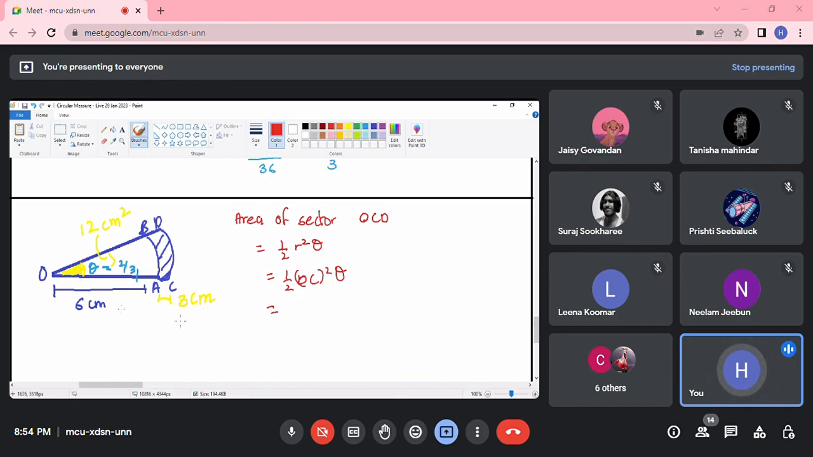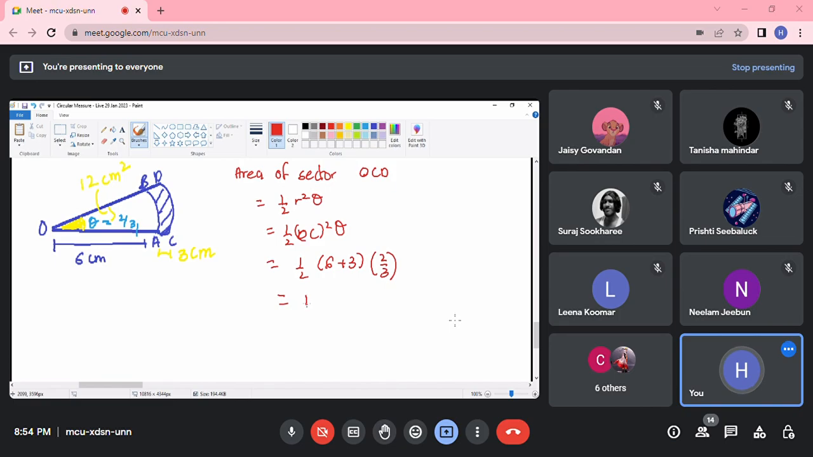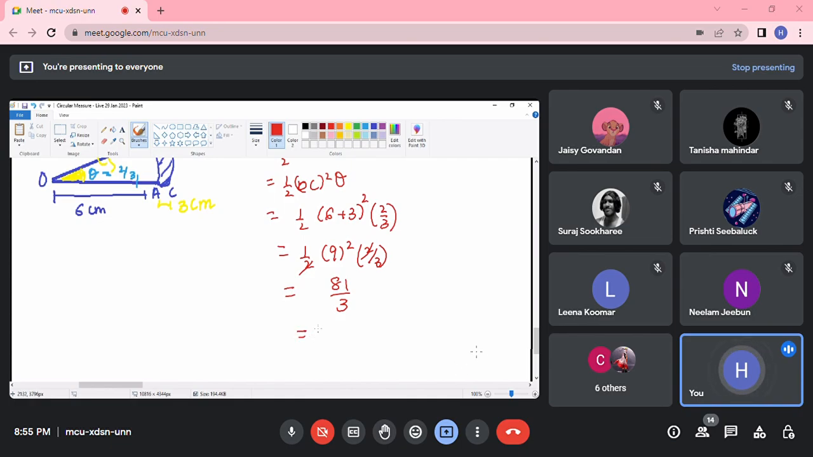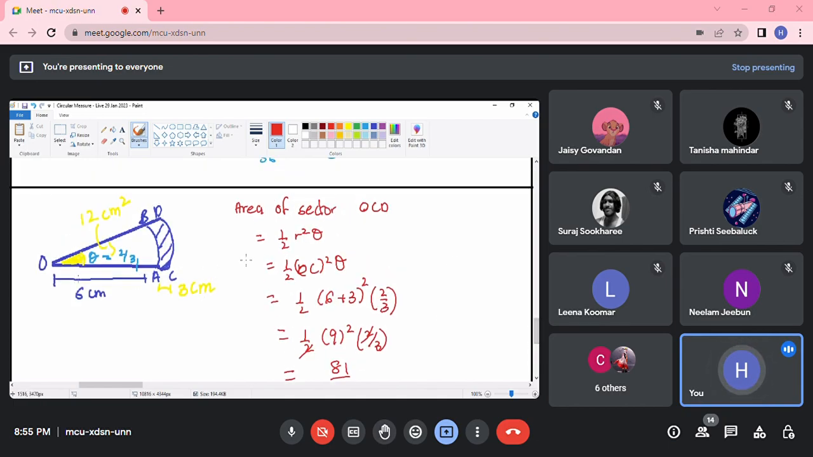So OC is simple. OC is OA plus AC. So half of 6 plus 3, squared, times theta, which is 2/3. Okay, so now we can simplify. It becomes half times 9 times 2/3. Sorry, the 9 is squared. Actually, no. Let's do it again. That's going to be half times 9 squared times 2/3. So these cancel out. 81/3, which is equal to 27 centimeters squared. So this is the area of the sector OCD.